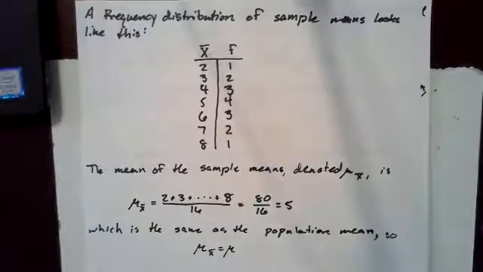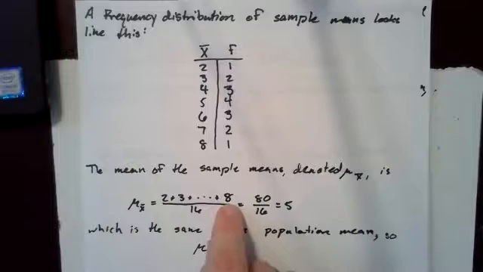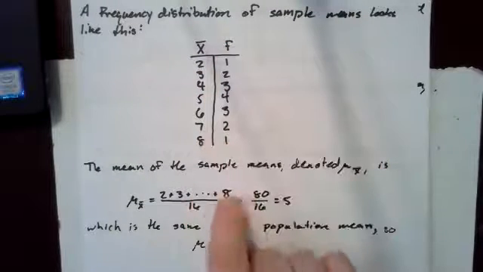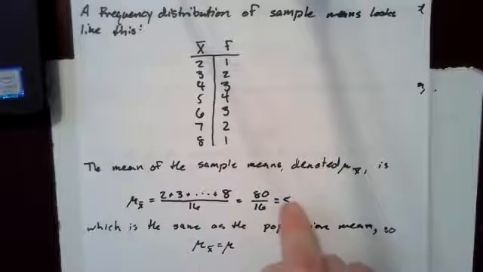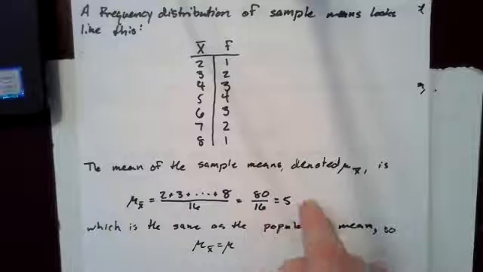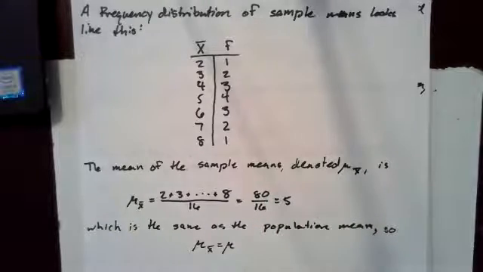The mean of the sample means, denoted mu sub x bar, is the sum of all of the sample means, there are 16 of them total, divided by 16, which is going to be 80 over 16, which is again 5. So that's the same as the population mean. So mu sub x bar is mu.